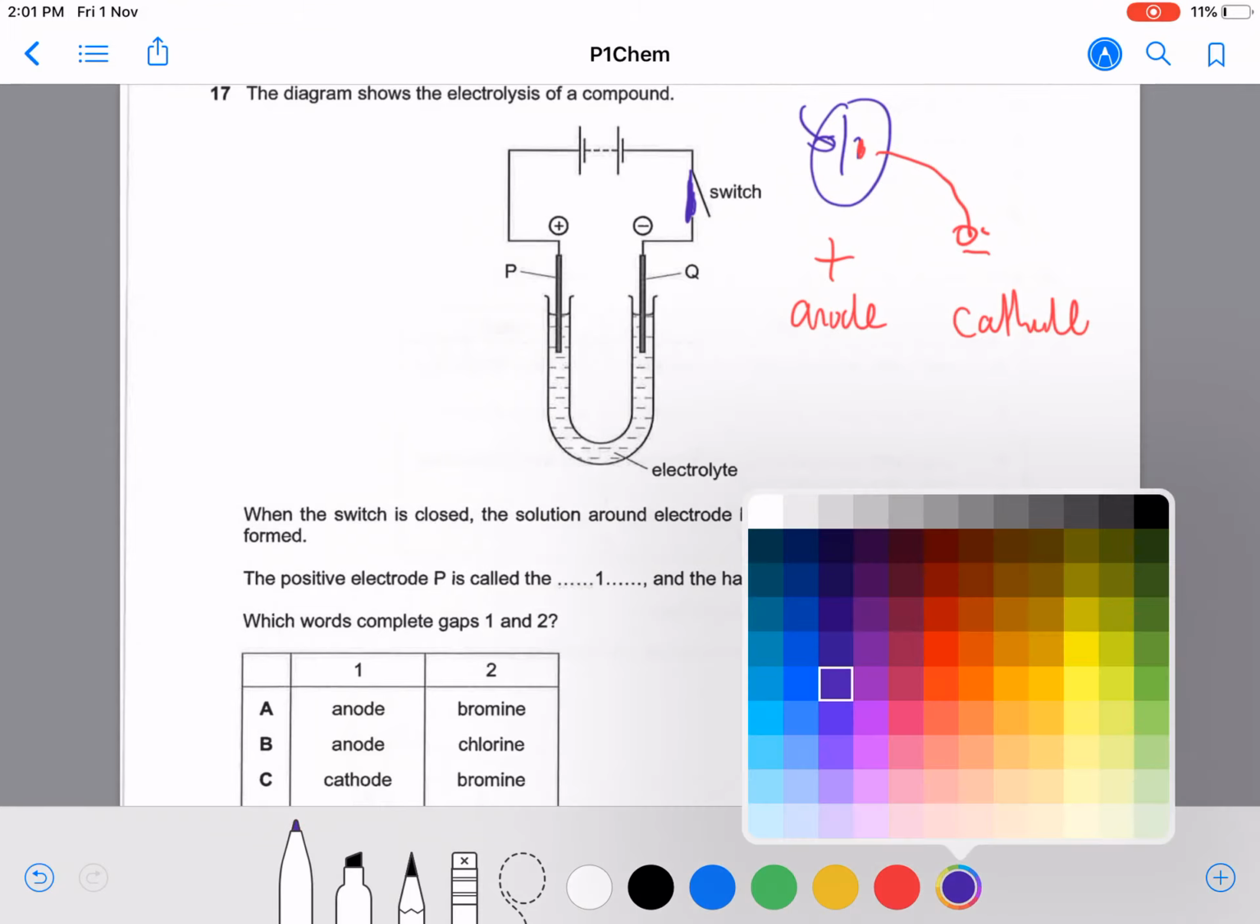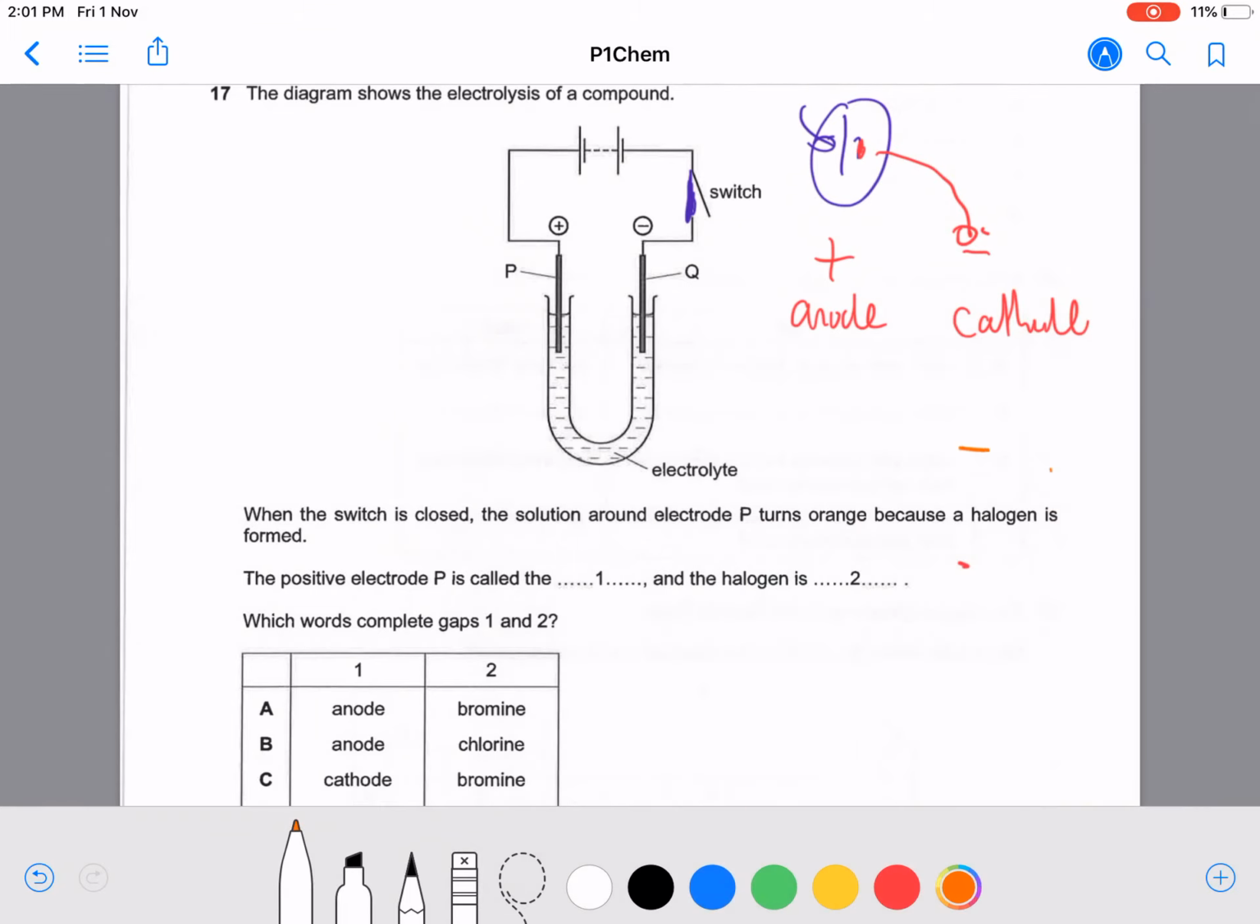Do we have an orange? We must have an orange. There's an orange. P goes orange. Beautiful. Because a halogen is formed. This is knowledge of your halogens, isn't it?